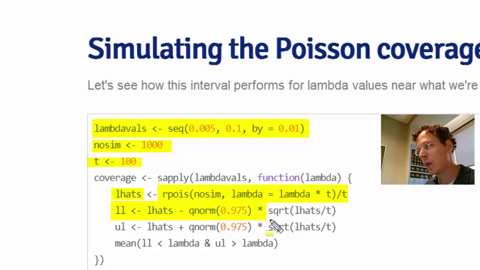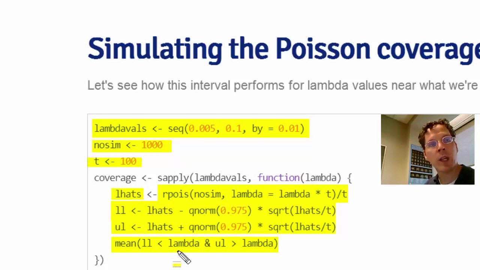I'm then going to create my 95% confidence interval by constructing the lower limit, where I subtract off the standard normal quantile times the standard error, and then a bunch of upper limits where I add the standard normal quantile times the standard error, and then I'm going to take the percentage of times that my interval contains the true lambda used for simulation, and I'm going to do that over a series of lambda values, and then in the next slide I'm going to show you the plot of the lambda values by the Monte Carlo estimated coverage.